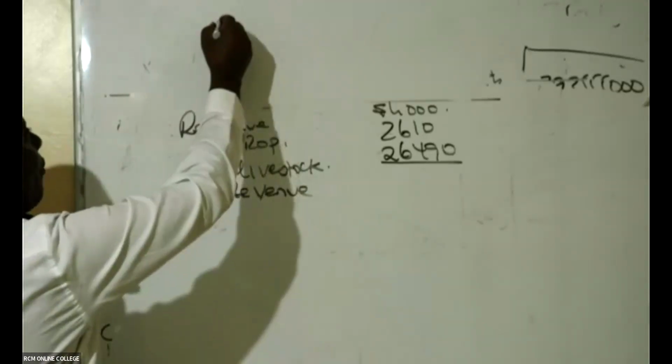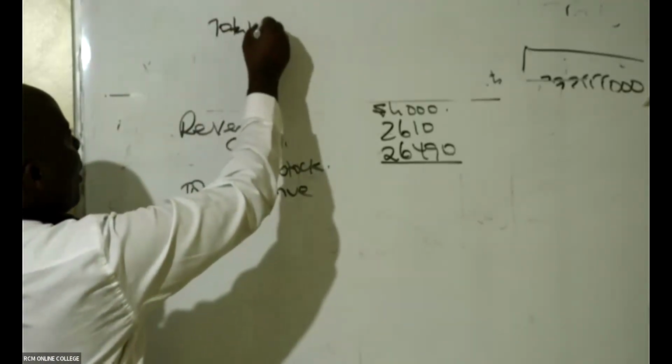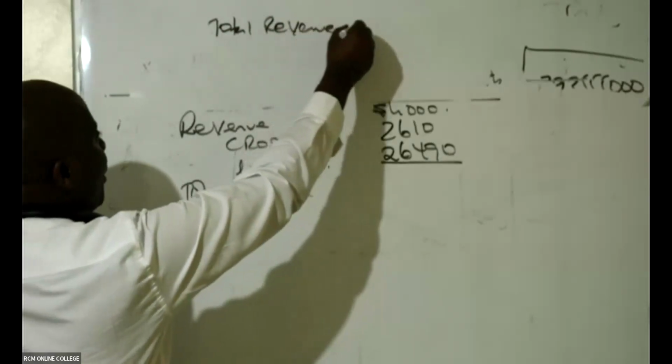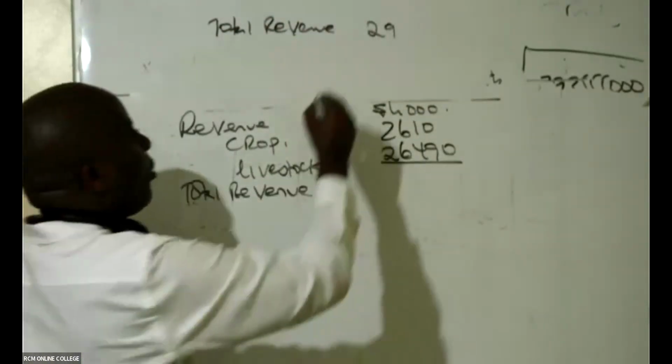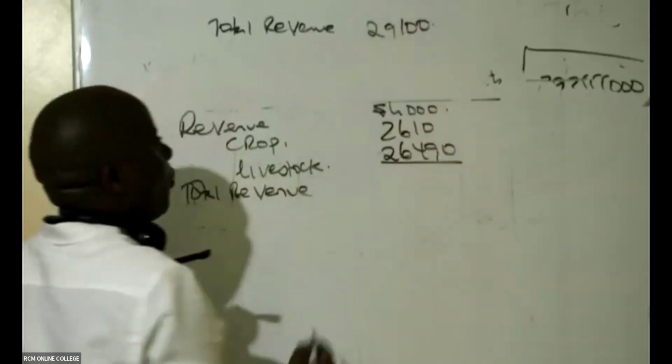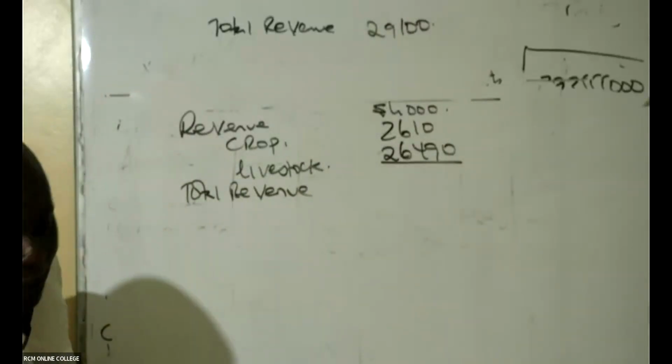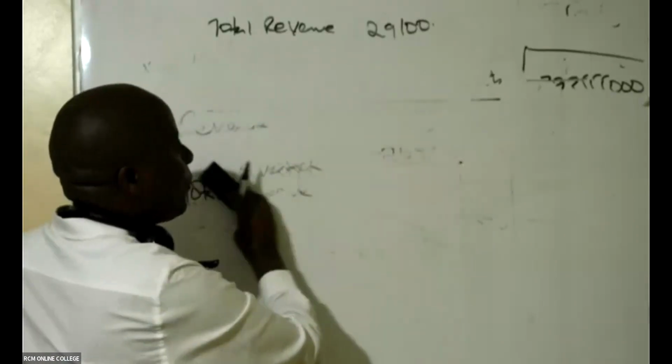29,100. So we have here our total revenue. Our total revenue is 29,100. For lack of space, you'll allow me to just delete this.